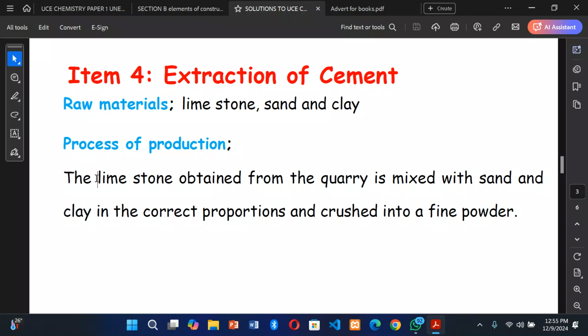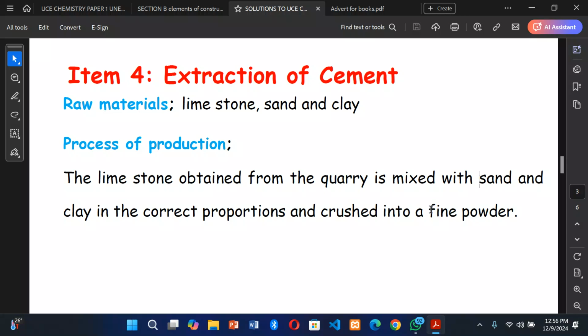Limestone, you have already identified the raw material. A mark is put. Limestone obtained from the quarry is mixed with the sand. We are also talking about another raw material. There is a mark. And clay. So whenever you talk about a raw material in your process, you get a mark. In the correct proportions and crushed into fine powder.